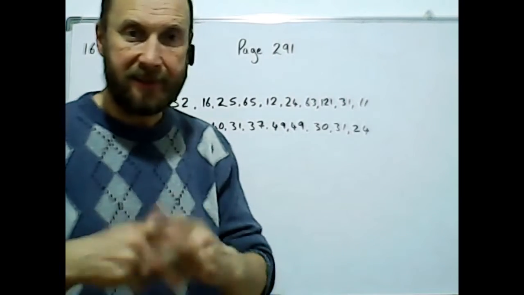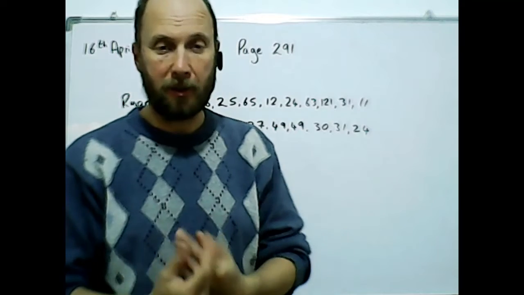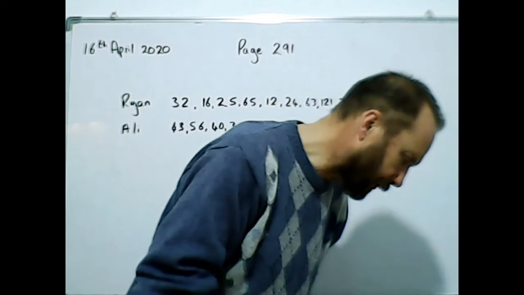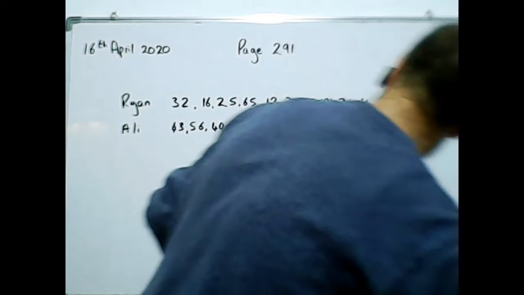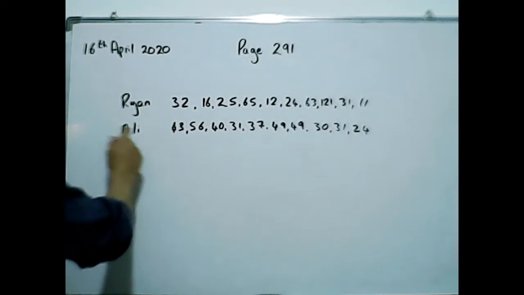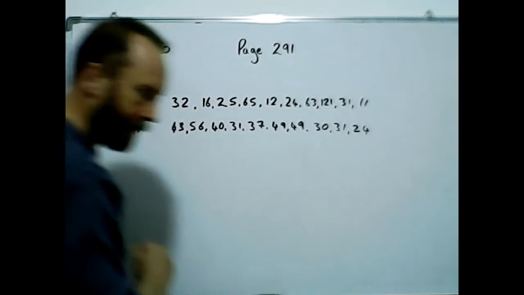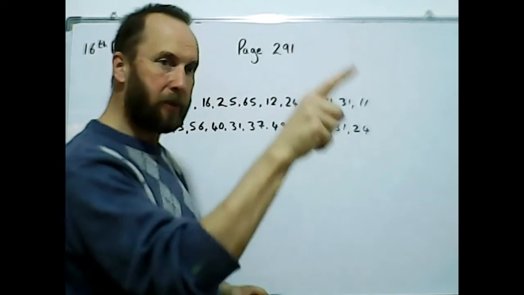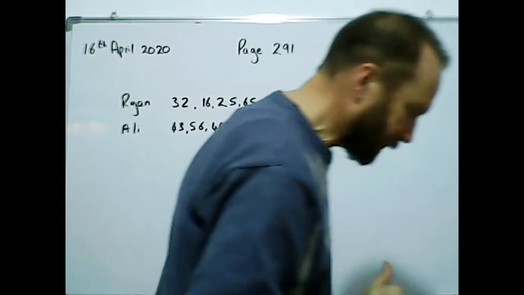Okay, go from my simple numbers to some more complicated numbers. This is exercise 1 on page 292. I've put the numbers up on the board here. We've got Ryan and Ali. What was this? Oh, playing darts. You know playing darts? Yes?